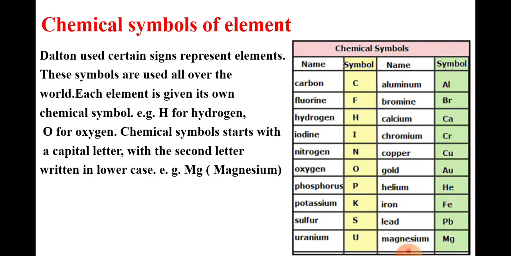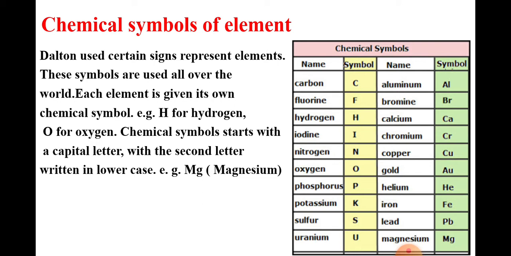Chemical symbols of elements. Here in the chart you can see some symbols for the elements. Carbon C, fluorine F, hydrogen H, iodine I, nitrogen N, oxygen O, phosphorus P, potassium K, sulfur S, uranium U, aluminium Al, bromine Br, calcium Ca, chromium Cr, copper Cu, gold Au, helium He, iron Fe, lead Pb, magnesium Mg.